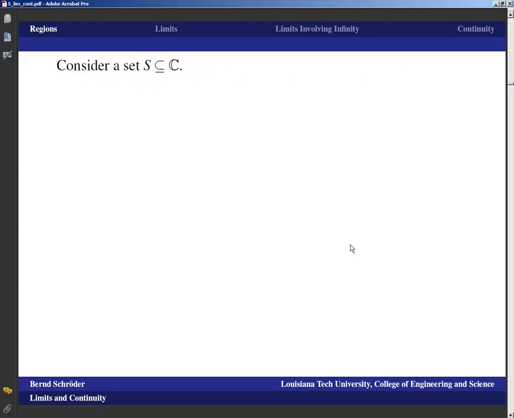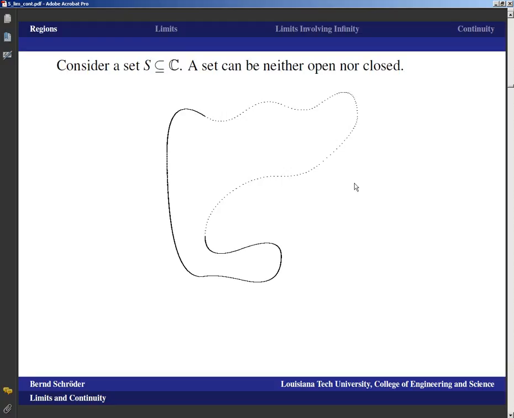But then we have to remember sets are not like doors. I mean, a door is either open or closed. A set can be neither open nor closed, and you may want to think, well, how can that happen? Basically it can happen if a set contains part of its boundary but not all of its boundary.